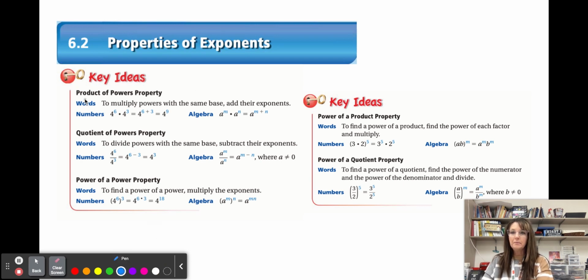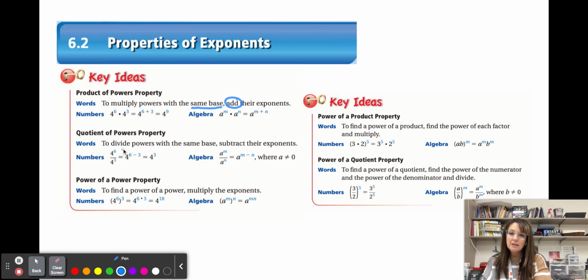So the product of powers property. The main thing here is that we have the same base, and then you will add exponents, okay? So, base is 4, you have the exponents of 6 and 3. So if you're multiplying those together, it's kind of like we have 6 factors of 4, and then 3 factors of 4. So how many factors of 4 altogether? Well, 6 plus 3, we have 9 factors of 4, okay? So this is the general guideline that we're going to use.